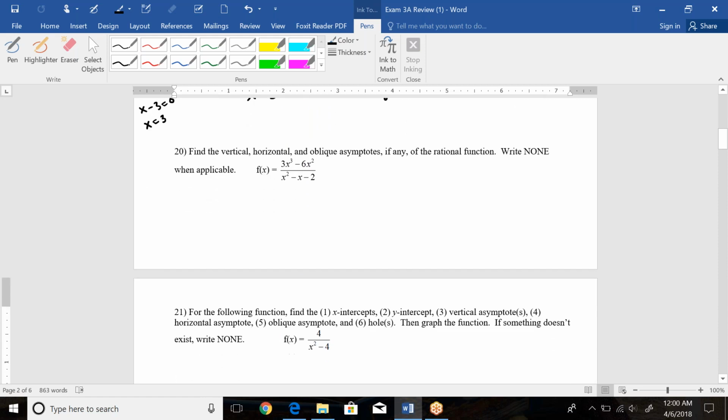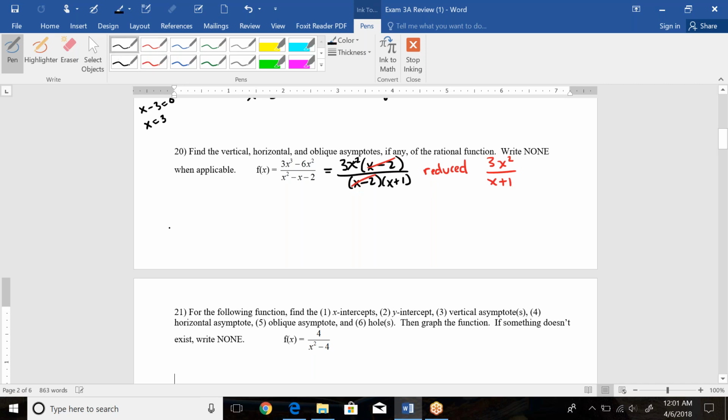Let's look at number 20. It says find the vertical, horizontal, and oblique asymptotes, if any, of the function below. Again, we're going to factor this. I'm going to pull out a 3x squared from the top, which leaves x minus 2. I'm going to factor the bottom: this is an x minus 2 and an x plus 1. Notice this time there is a cancellation of a factor. So this reduces down to 3x squared over x plus 1.